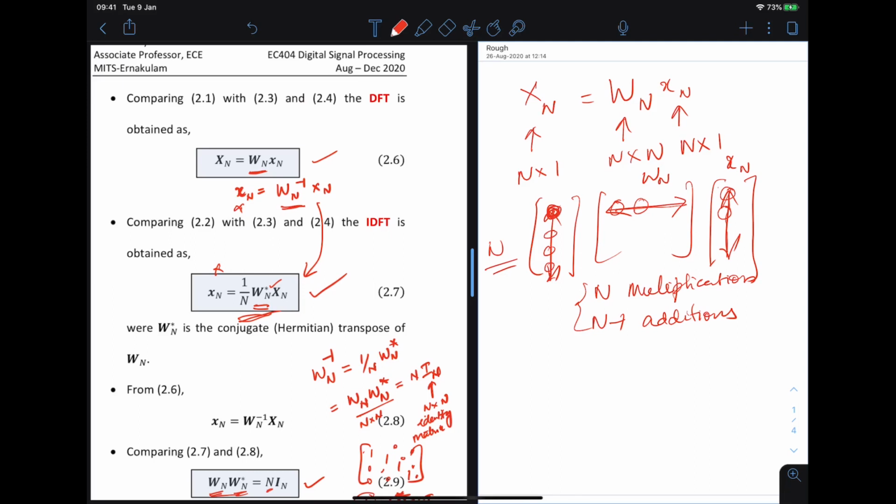So your total actual computational complexity is n square multiplications and n into n minus 1 additions. So that is the actual complexity for finding an N-point DFT.